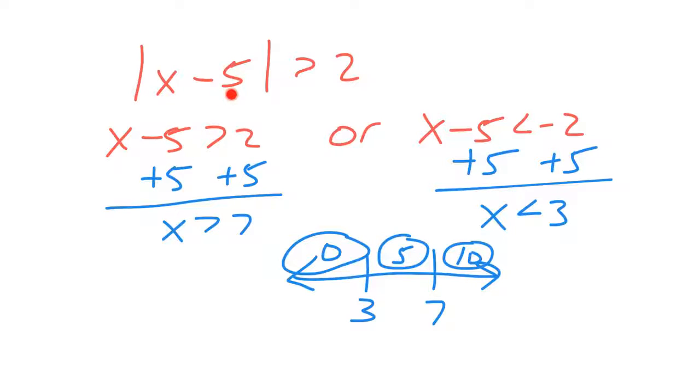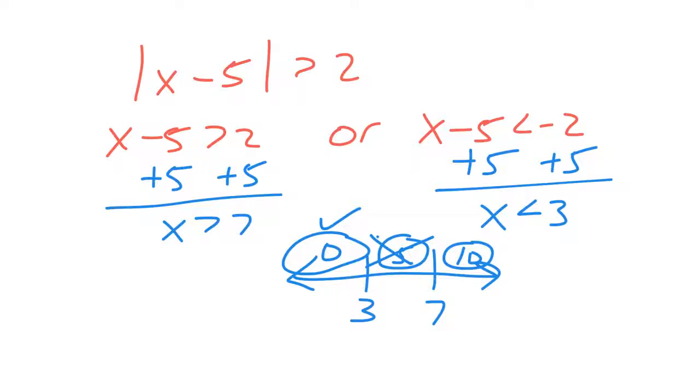So let's work that out by plugging 0 in here. 0 minus 5 is negative 5. The absolute value of negative 5 is 5, and 5 is greater than 2. So that is true. Let's do the next one, 5. 5 minus 5 is 0. The absolute value of 0 is 0, and 0 is greater than 2 is not true. So we do not want to use any number from 3 to 7.